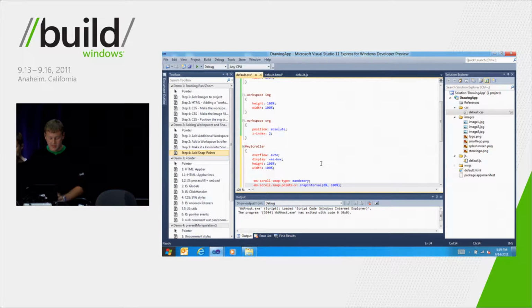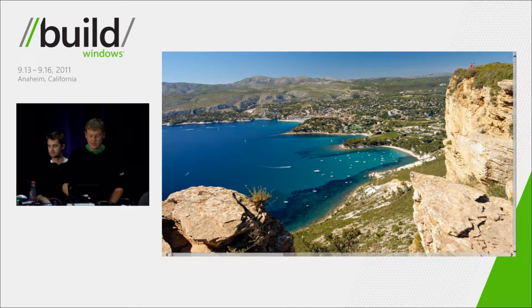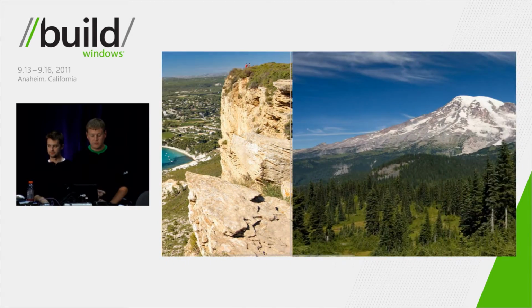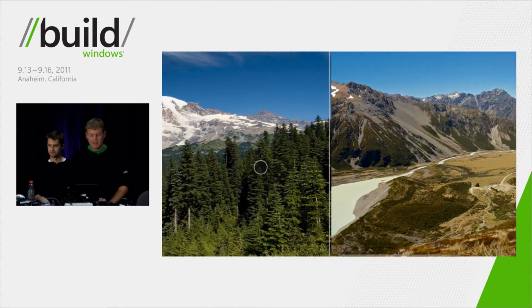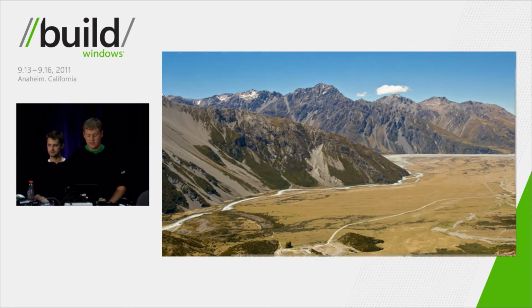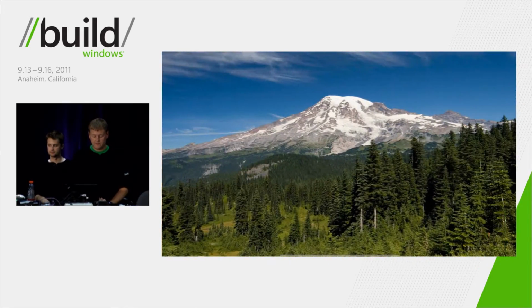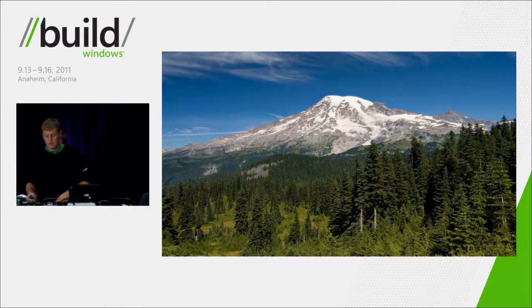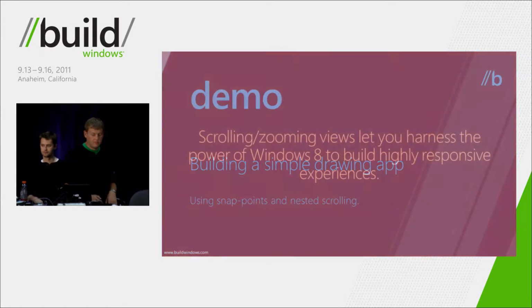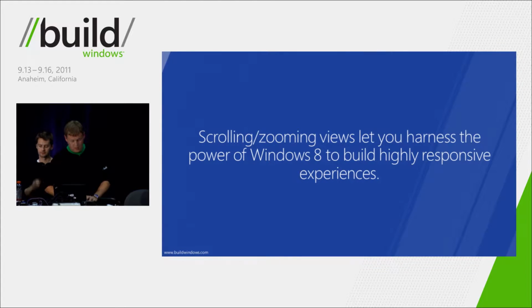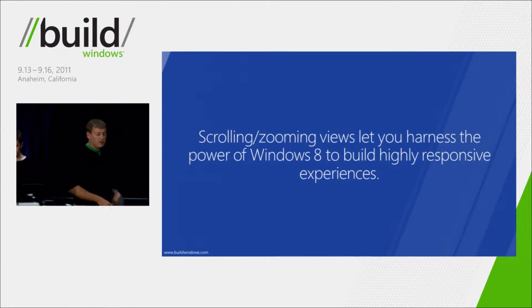So let's go ahead and run this and see what we've got. All right, so now what you'll see is I can still zoom and pan, but now I can also move over to another workspace. And I have this nice effect here. And I can zoom in on these. I can go back. Now, I want to make one other point here, which is the scrolling and zooming views let you harness the power of Windows 8 to build highly responsive experiences.